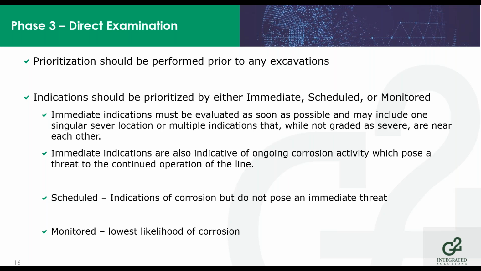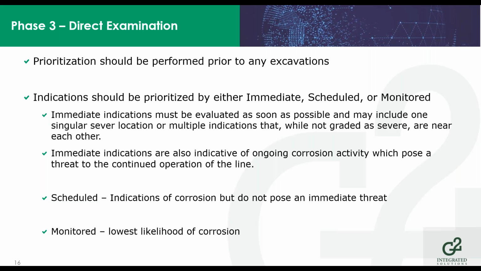Immediate indications are likely to have ongoing corrosion, may have indications of prior corrosion, and then may be an immediate impact to pipeline safety. They should be ranked as severe by at least one or more tools. And then you may have a bunch of indications that may be ranked as moderate, but they're closely grouped together, which would turn them into a severe condition, which may again result in an immediate prioritization for a dig selection.